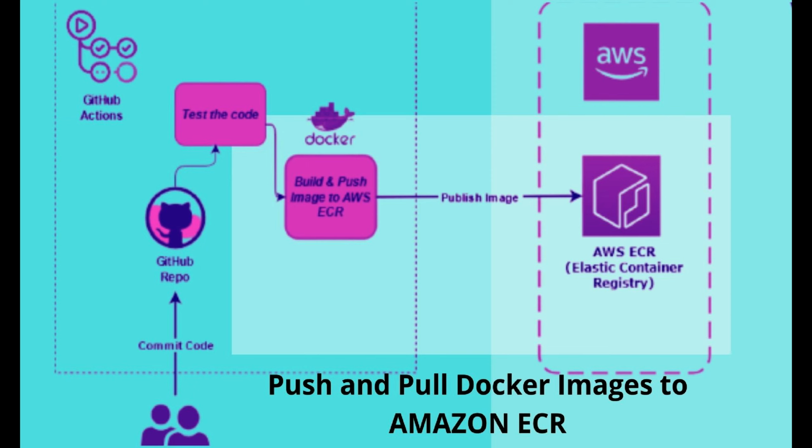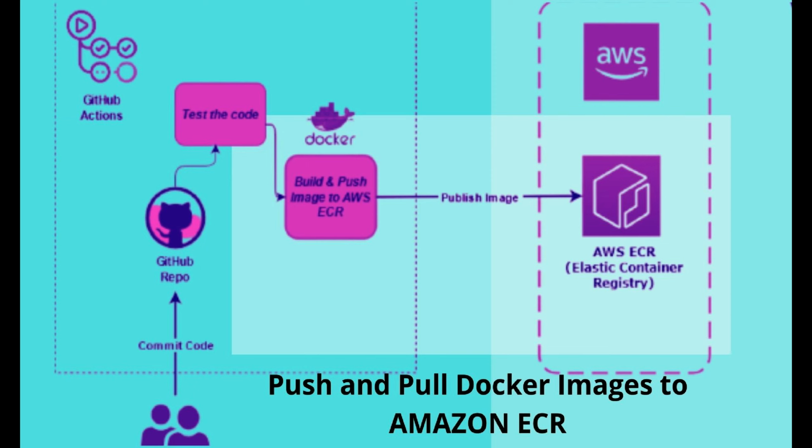We have alternate tools as well in the market, like Bitbucket, GitLab, and GitHub. In today's video we are going to see how to push our images to the Amazon ECR, and at the end of the demo I am also going to show you how, if we need to pull that image from the Amazon ECR, we can do that.